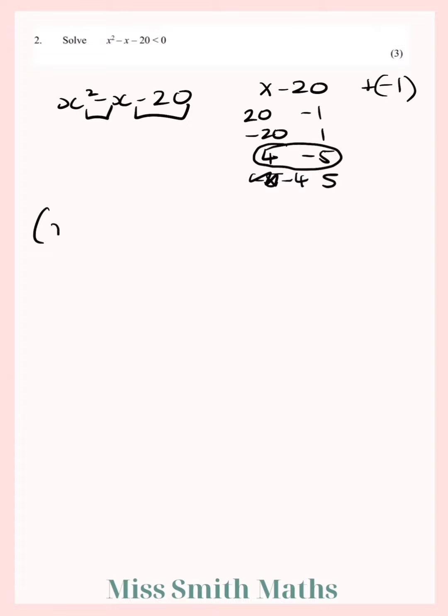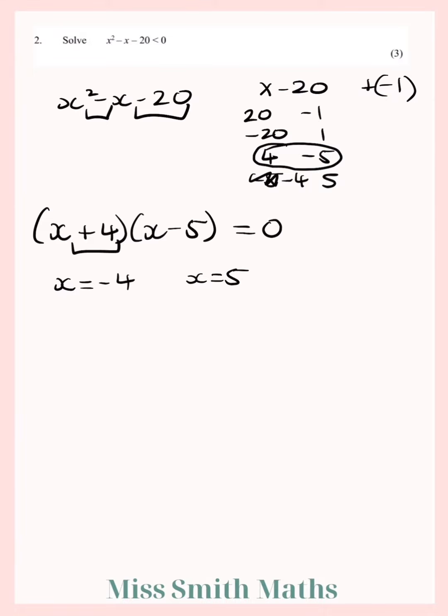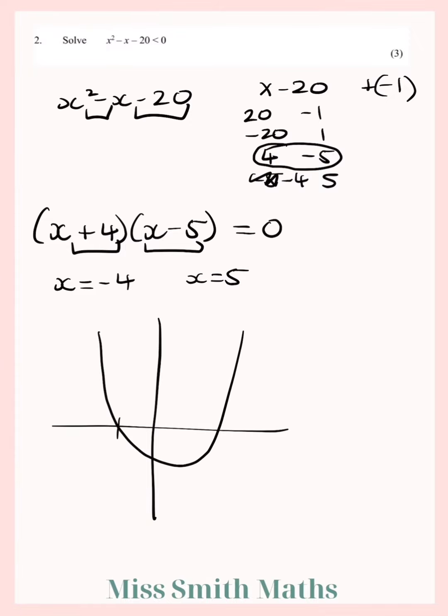So if I put that back into my brackets, I've got x plus 4 and x minus 5. Again, if I set that equal to 0, it crosses my x-axis at minus 4 and 5, because that just makes this bracket 0. You're doing the opposite of what's there. So if I was to draw that graph, of course, at minus 4, this graph is just a rough sketch for you to kind of understand where it's less than 0 in this case. And obviously it's a positive quadratic.